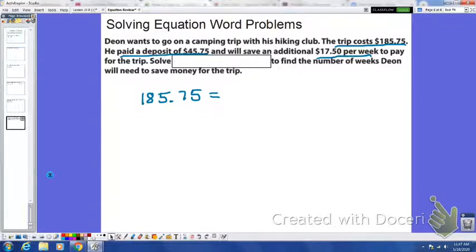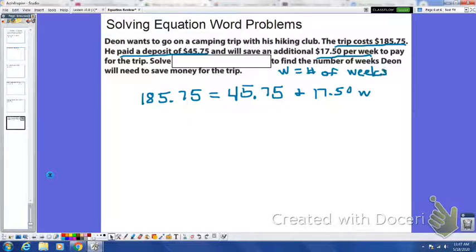Okay, so he already paid a deposit. So he's already paid $45.75. So we're going to bring that in here. Plus this $17.50 per week. We know that per means to multiply. So plus $17.50 W, where W equals the number of weeks. Okay, so there's our equation. 185.75 equals 45.75 plus 17.50 W.